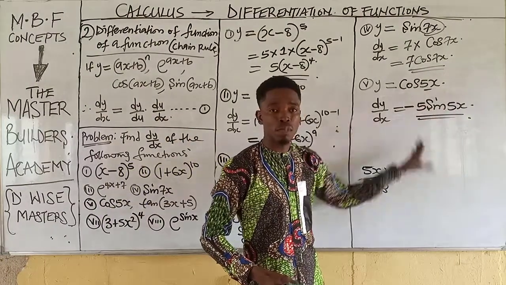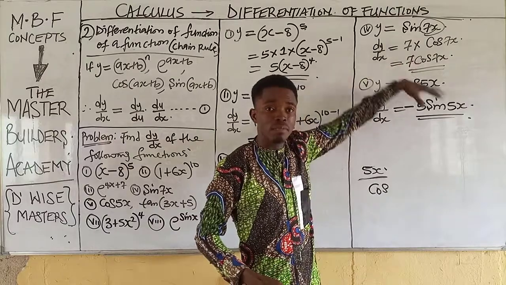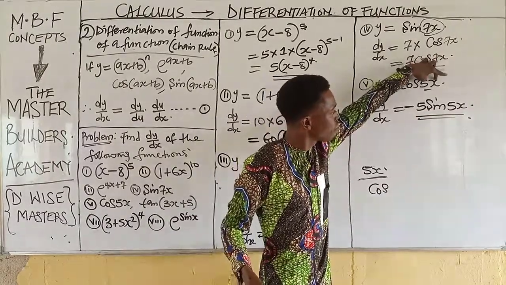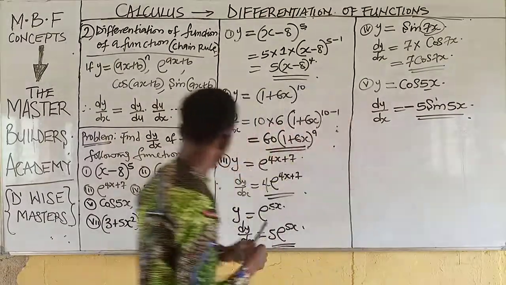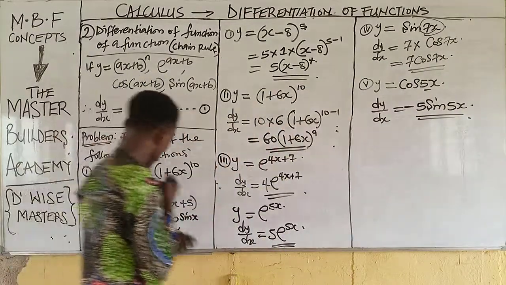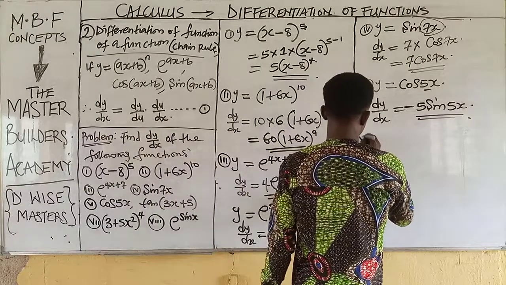Differentiate the function of x, put down the result. Differentiate the trig, put down the result. Then repeat the given function of x that you are given. It's as simple as that. Then we have question number 7, or question number 6.